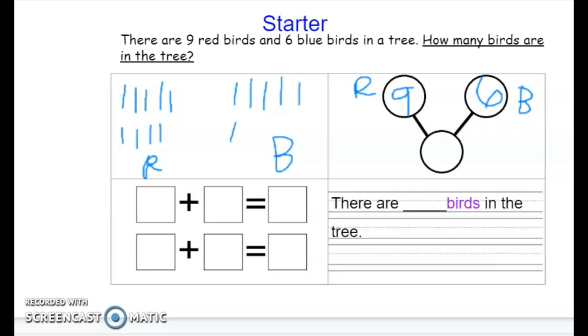I'm going to go ahead and use the make 10 strategy because it's much easier for me. So watch as we practice the make 10 strategy. We know that there are 9 red birds and 6 bluebirds. I know that if there's 9, I only need 1 more to make 10. So I'm going to go ahead and frame it in. So now I have 10. Great.